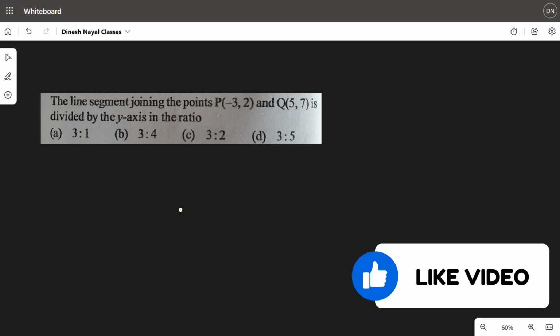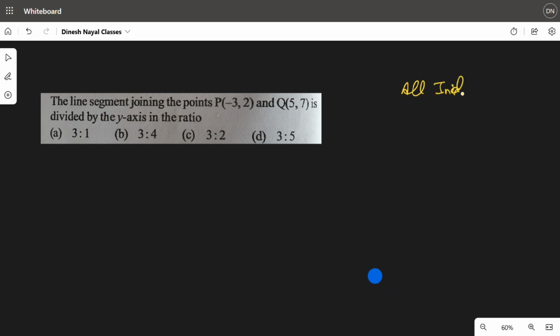So the sixth question of today's class. This is again of All India or India CBSE Board 2022. This is from Section B. This is one marker only, and this was question number 32. The line segment joining the points P and Q is divided by the y-axis in the ratio.